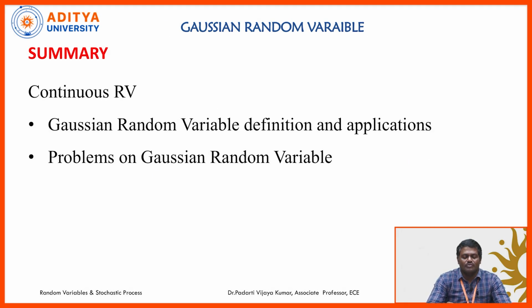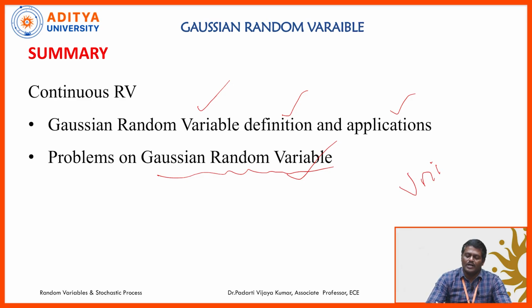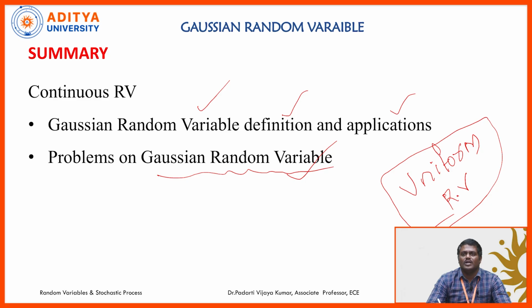So, in today's session, firstly, we have defined what is meant by a continuous random variable. We have seen the density function and distribution function of the Gaussian random variable, and some applications related to it. And we have solved some real-time problems related to the Gaussian random variable. In the next session, we will define the uniform random variable, and we will see problems related to the uniform random variable.